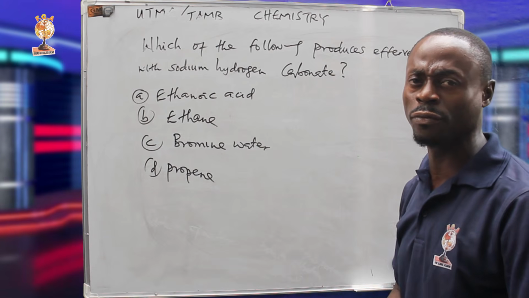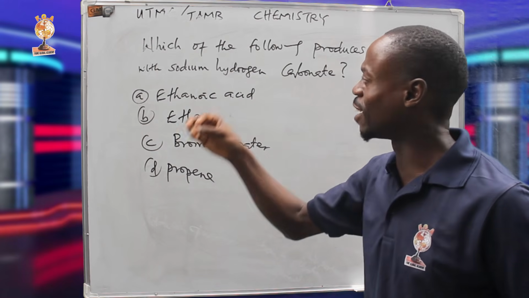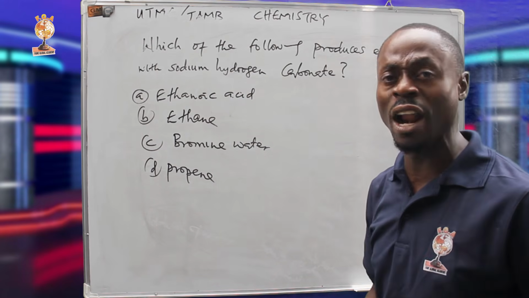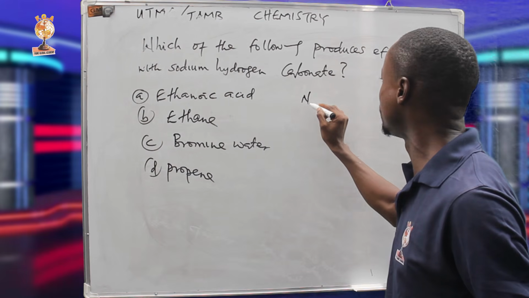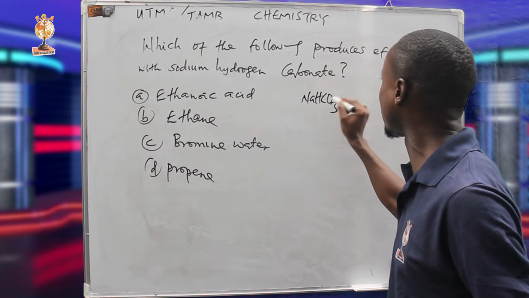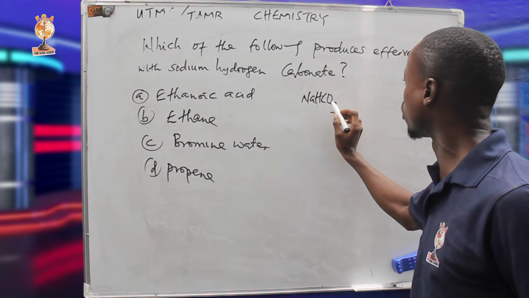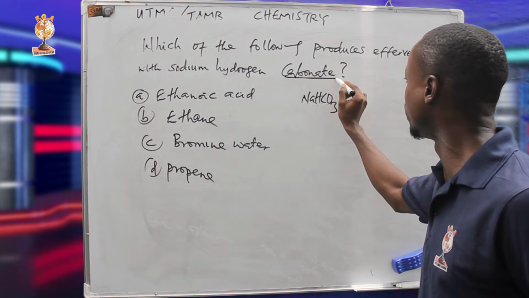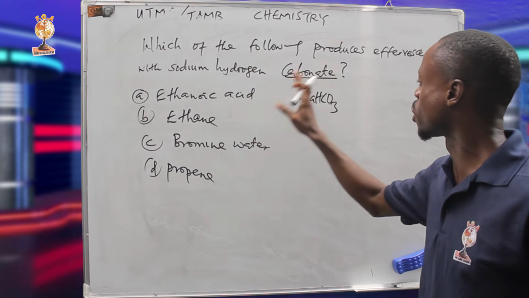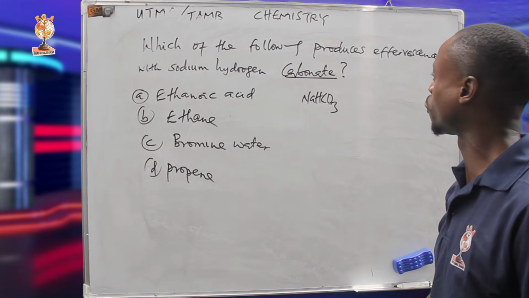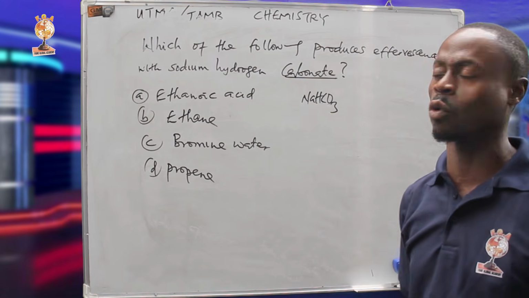Now, another challenge that students have is their inability to understand or write the correct chemical formula of the compound sodium hydrogen carbonate. Sodium hydrogen carbonate simply means sodium hydrogen trioxocarbonate(IV). Anytime you hear the word carbonate, they are talking about this trioxocarbonate, CO3. So it simply means which of these will react with sodium hydrogen trioxocarbonate(IV) to produce effervescence, that is, will release a particular gas.